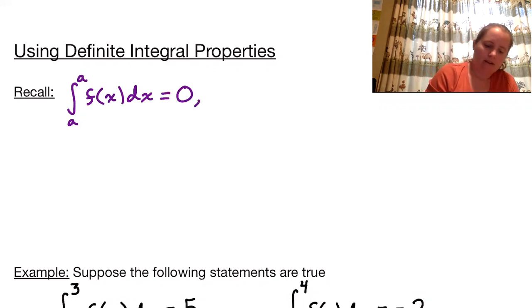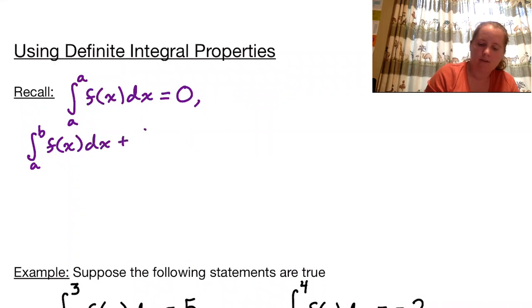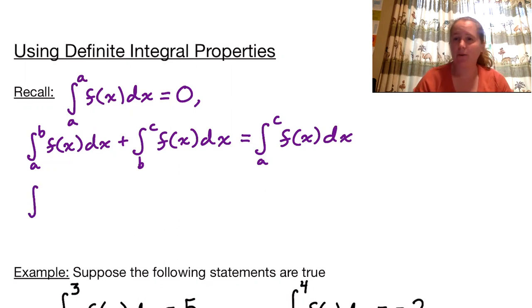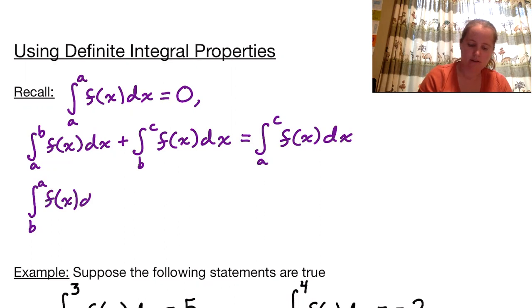We also had that we could add integrals, so the integral from a to b of f of x dx plus the integral from b to c of f of x dx was equal to the integral from a to c of f of x dx. We could reverse the direction. I'm going to actually write this backwards from what we'd done before. The integral from b to a of f of x dx is negative integral from a to b of f of x dx.